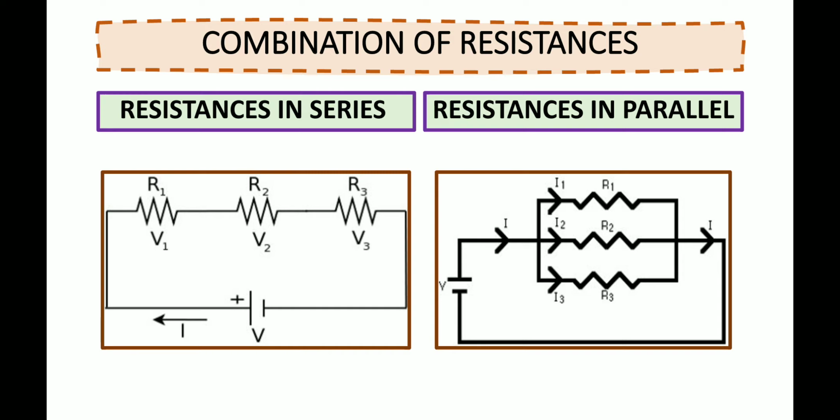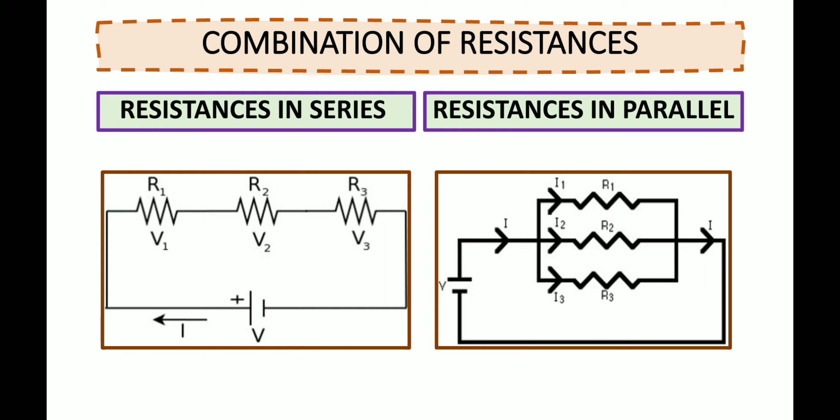In a series combination, the resistances are connected end to end consecutively, but when we connect two or more resistances between the same two points, this is the first point and this is the second point, then they are said to be parallel to each other. There are certain important points that must be discussed for better understanding of the topic.